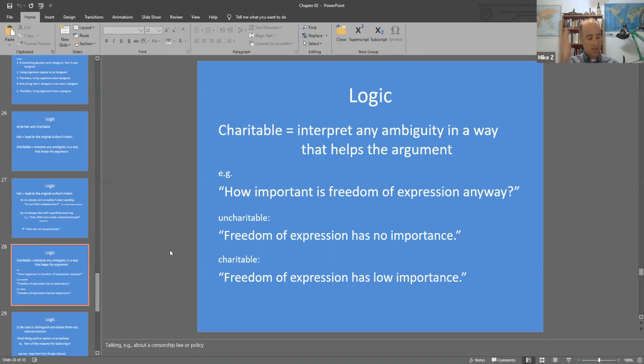And somebody says, well, it's my freedom of expression to present these obscene things. And somebody says, well, hold on, it's more important that we protect children or somehow don't cause offense to people. And so how important is freedom of expression anyway? Well, what they really mean is freedom of expression has lower importance than protecting people from these obscene things. Okay.